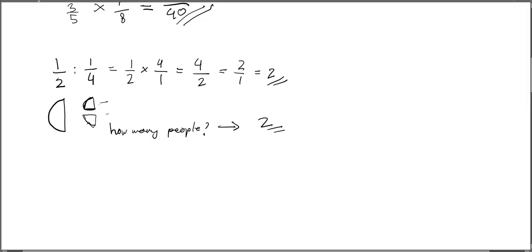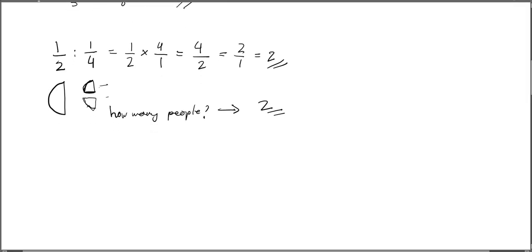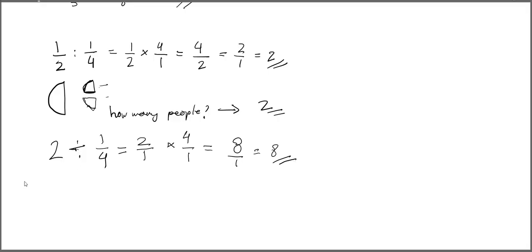Okay, maybe let's just use this logic instead. 2 divided by 1 per 4. How to solve this? 2 is the same value as 2 per 1, okay? Times 4 per 1 equals 8 per 1, equals 8. So here's the logic, okay?